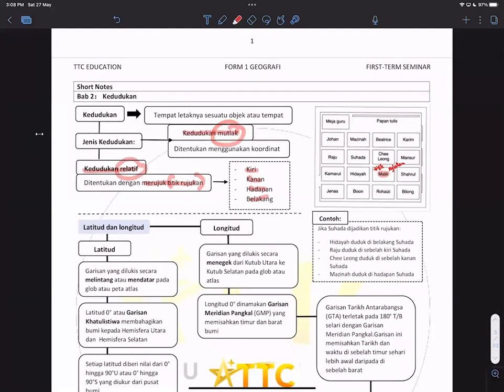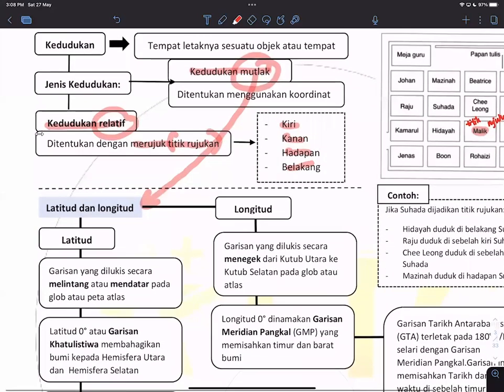Okay. So what is kedudukan mutlak? So guys, if you have the notes, use your highlighter. Kedudukan mutlak is latitude and longitude. So what's latitude? Use the highlighter. Latitude, we have 5. So 5 latitude. Garisan melintang or mengufuk. So we have longitude, which is garisan menegak.